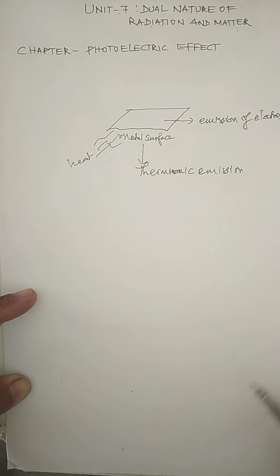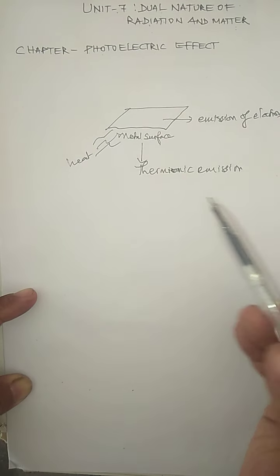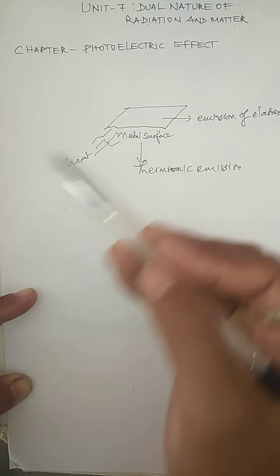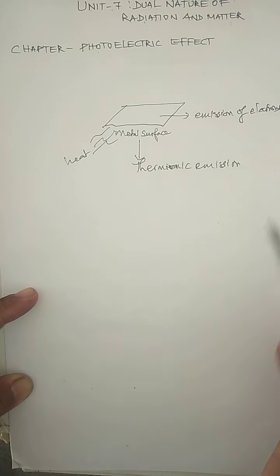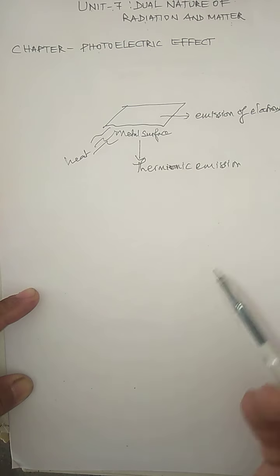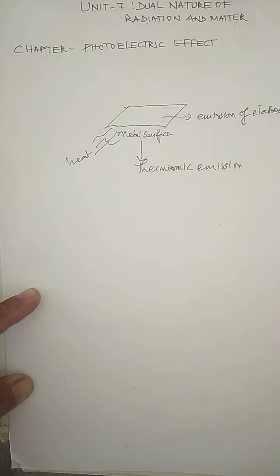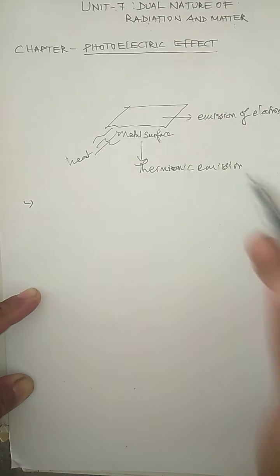But children, remember this, electron emission from the metal surface can also take place when you give some amount of light energy to the metal surface. That means emission of electrons can also take place in the presence of light. And that phenomenon in which emission of electrons takes place from the metal surface under the effect of light is basically known as photoelectric effect. So the main objective of photoelectric effect is to emit electrons from the metal surface or from the metal plate in the presence of light.